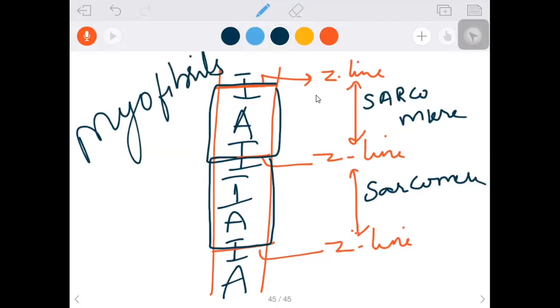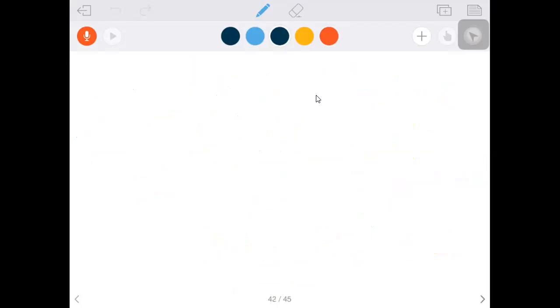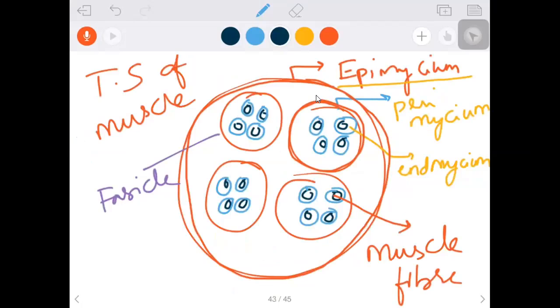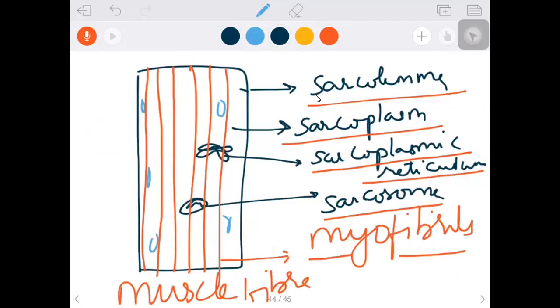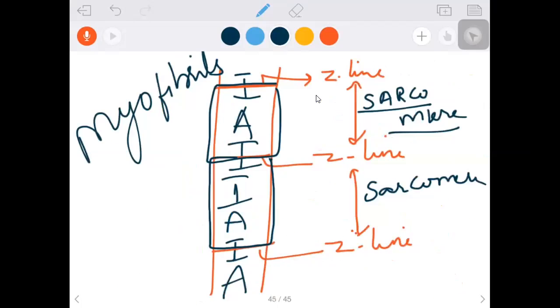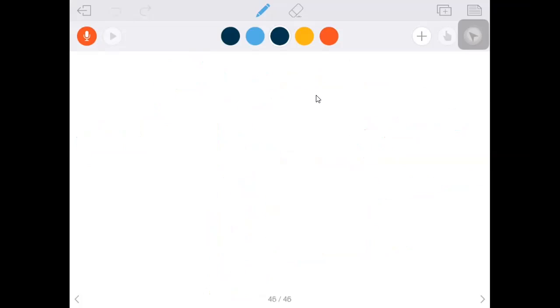To explain that, we'll go to the detailed structure of the sarcomere. But what is a sarcomere? Whatever is present between the successive Z lines is called a sarcomere. Let's come from the beginning. We started with a muscle. A muscle contains fascicles. A fascicle contains muscle fibers. A muscle fiber contains many myofibrils. In a myofibril, we'll find many sarcomeres.